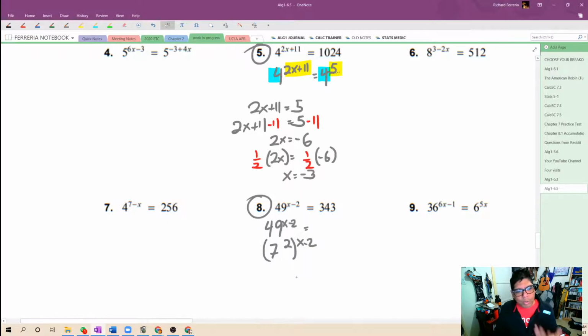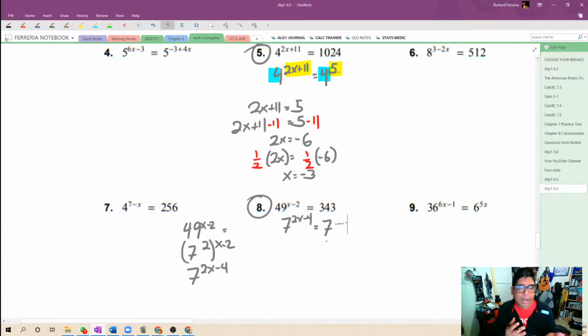So we can re-express 49 as 7 squared, and so we get 7 squared to the x minus 2. And then using properties of exponents, that's the same thing as 7 to the 2x minus 4. Remember, power of a power means you multiply. So now I have a new base. So now I can ask a different question. 7 to the 2x minus 4 is equal to 7 to what power?